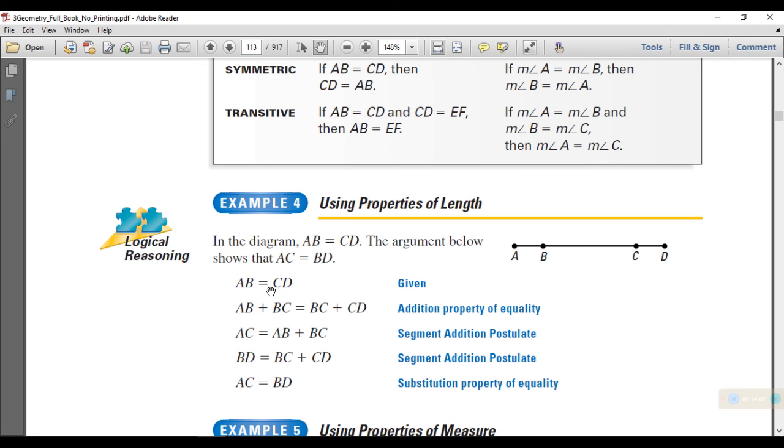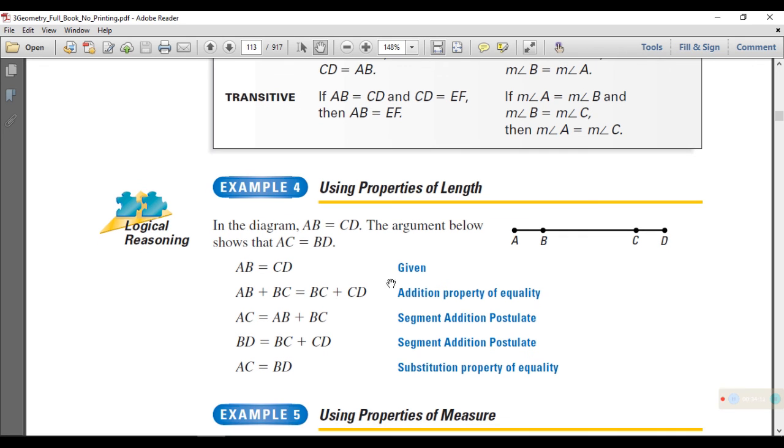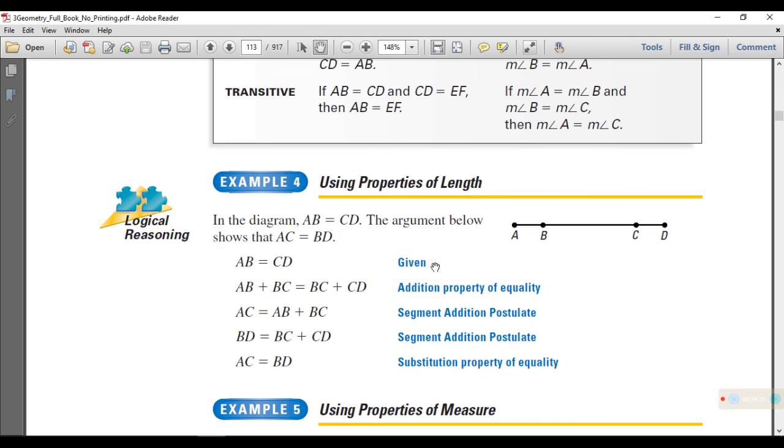We have AB is equal to CD. That is, of course, the given. When we are writing the outline of the proof, we are always starting with the given. Now we have AB plus BC is equal to BC plus CD. So, ano yung sinasabi nito? So, for AB, ito siya, plus BC, magkakaroon ka ng measurement na AC. Nandito siya.